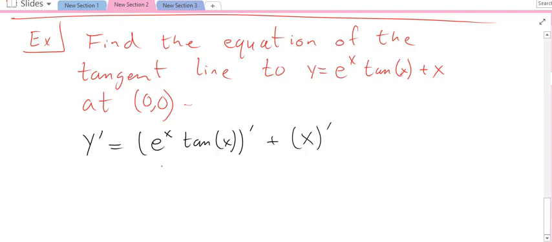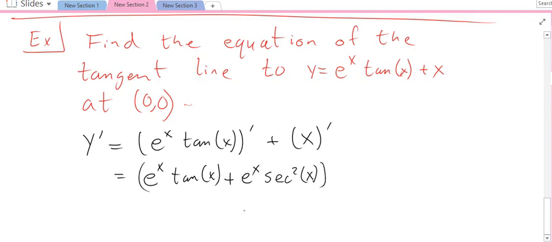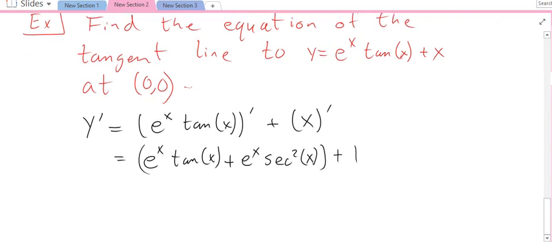For this first bit, we actually have to use the product rule. So remember, we'll take the derivative of the first thing, so e to the x has its own derivative, and leave the second bit alone, so tangent of x. And then we leave the first thing alone and take the derivative of the second. The derivative of tangent we just saw is secant squared of x. So we get this for that first derivative here, and then the derivative of x is just 1. So we get this value here.